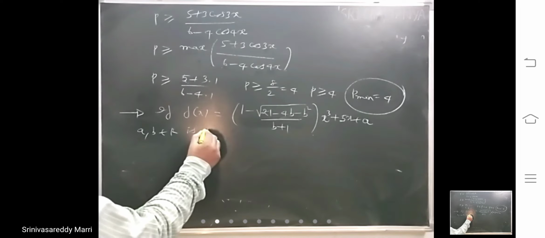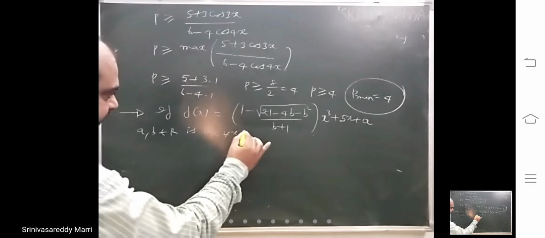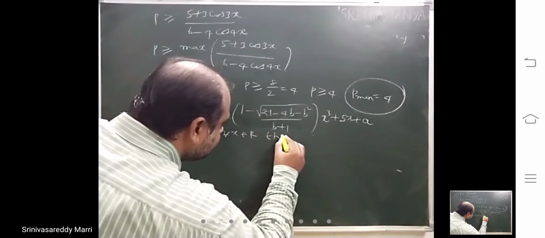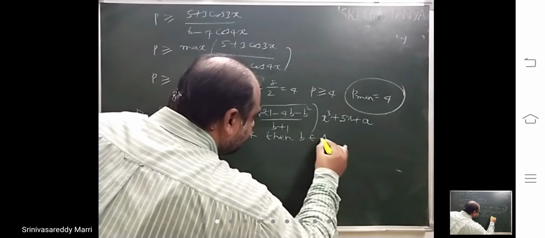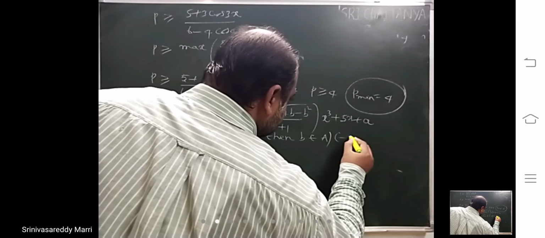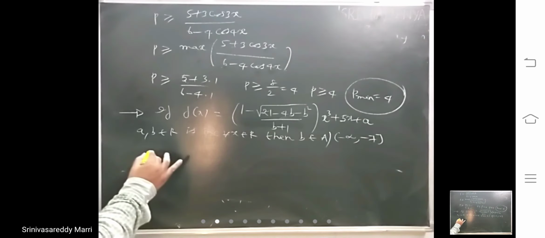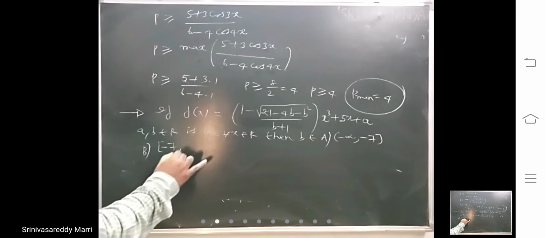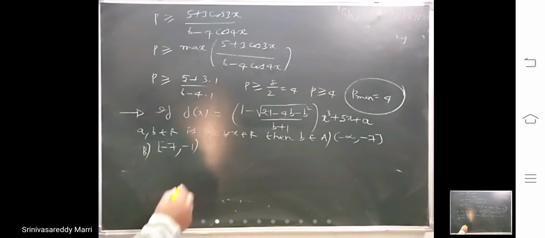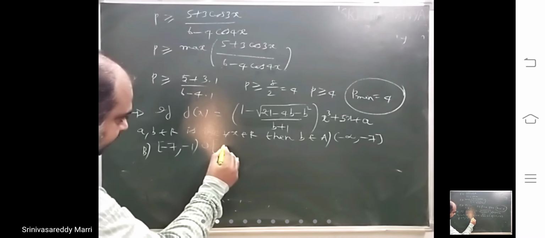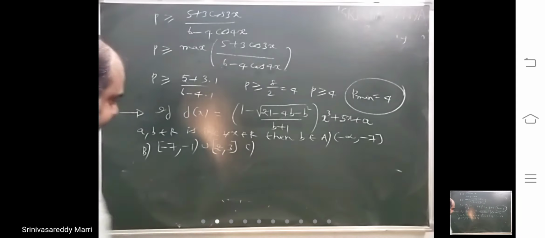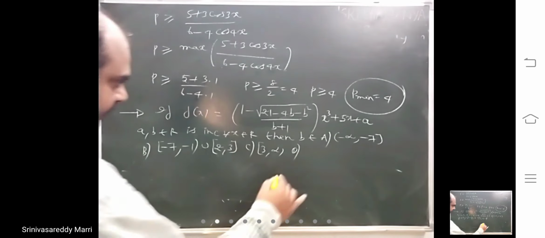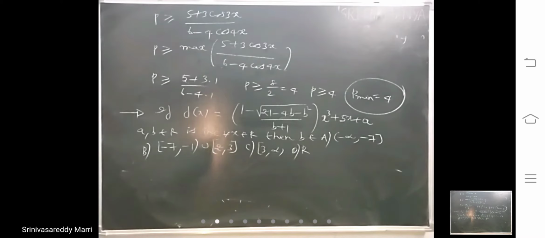Is increasing for all x belongs to R, then b belongs to: A, minus infinity comma minus 7; B, minus 7 comma minus 1 union 2 comma 3; C, 3 comma infinity; D, R. Look at, very important logic here. Identify the logic.